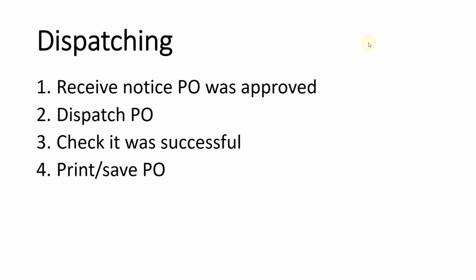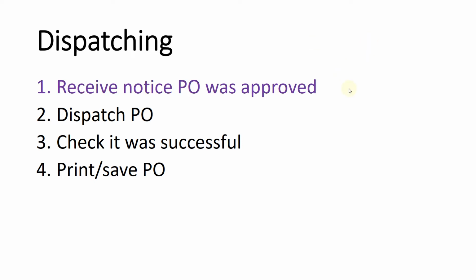First, you'll receive notice that the purchase order was approved. You'll go into Fiscal and dispatch it. You'll check and make sure that it was a successful dispatchment. And then you'll print or save the purchase order PDF that Fiscal produces for you.